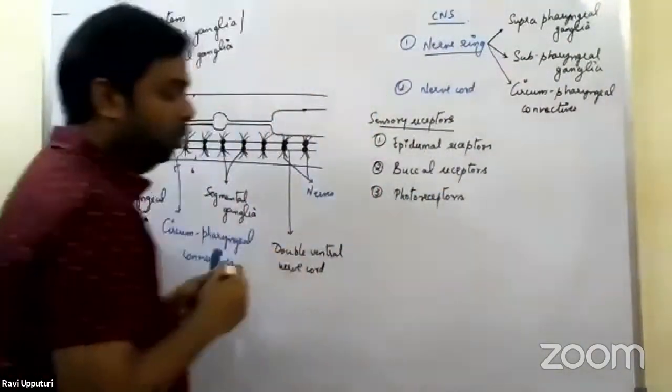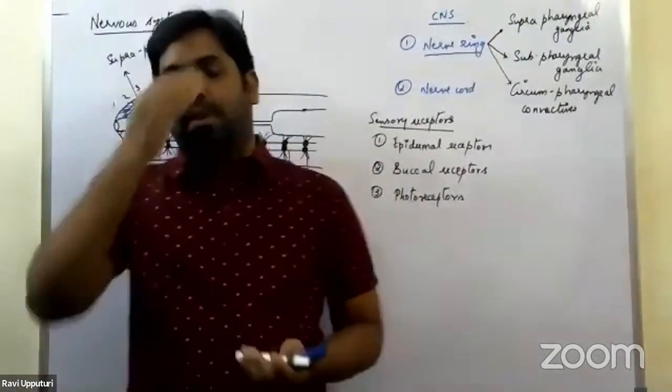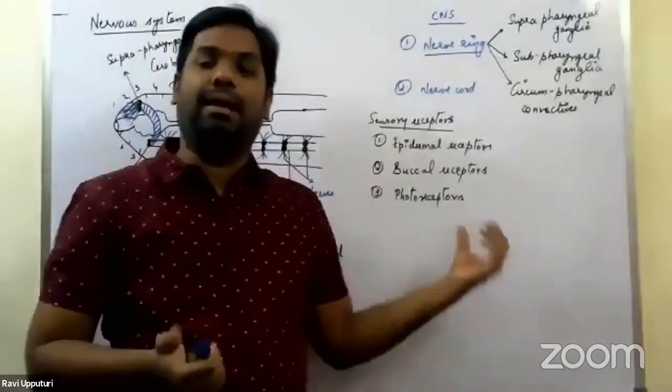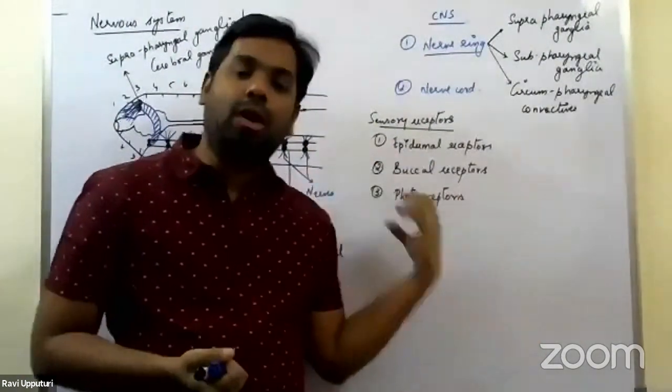They are called photoreceptors. From the name itself, we can make out what they include. They are nothing but light detecting receptors, right? So they are the ones which will actually detect the intensity of light.